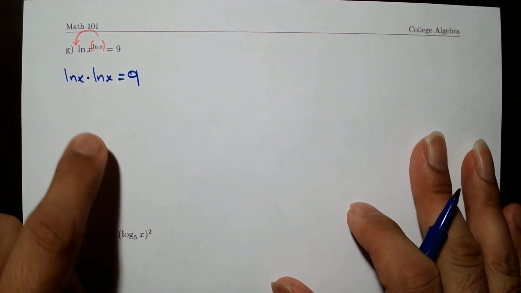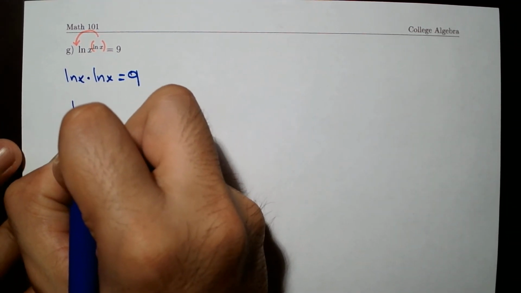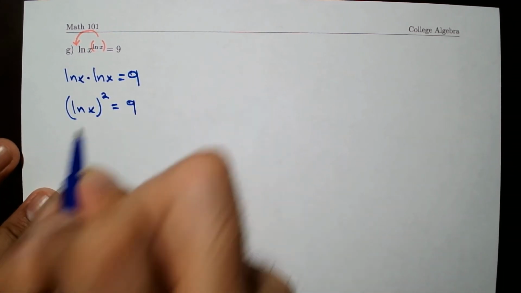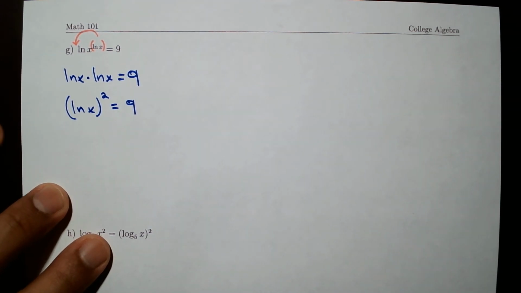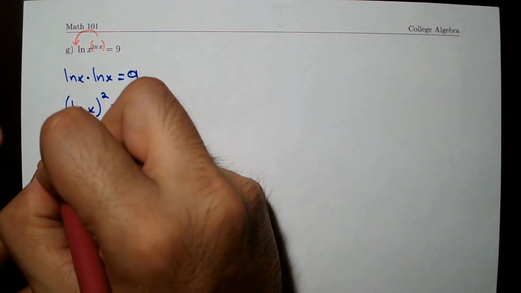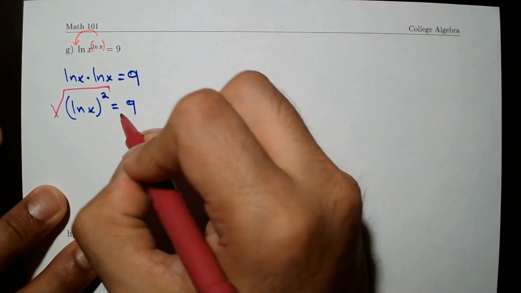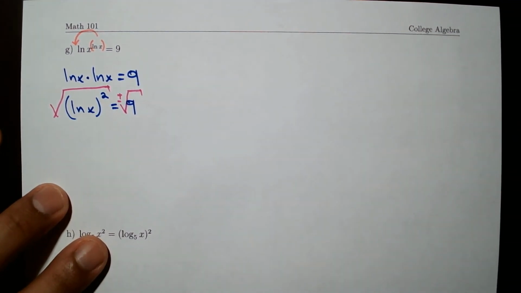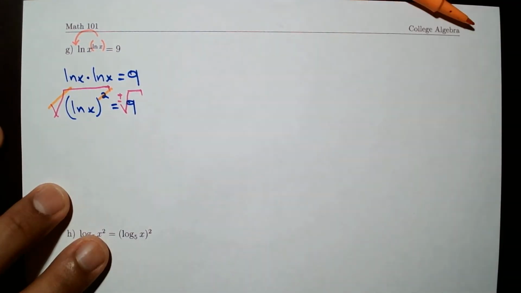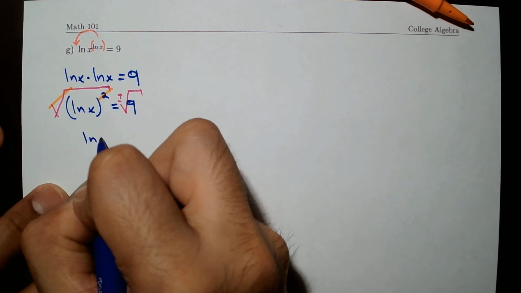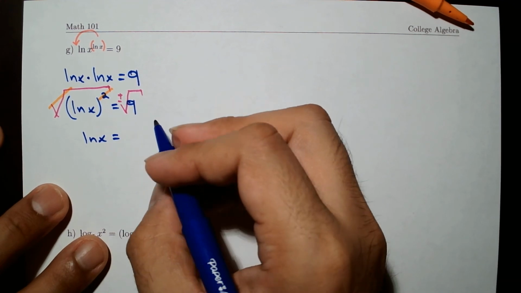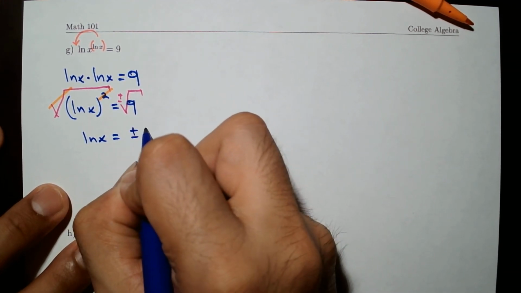When we have the same quantity multiplying, we can say ln of x, for example, squared equals 9. All right. So what we could do here is take the square root on both sides. But you know what happens to the right-hand side? Be sure to have a plus or minus. In this case, the square cancels with the radical, and we are left with ln x equals plus or minus the square root of 9, which is plus or minus 3.